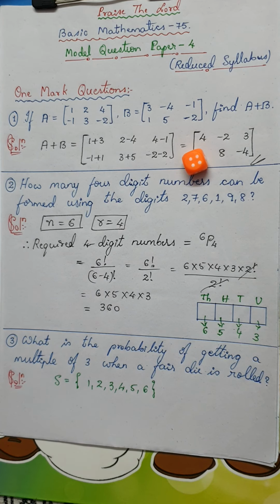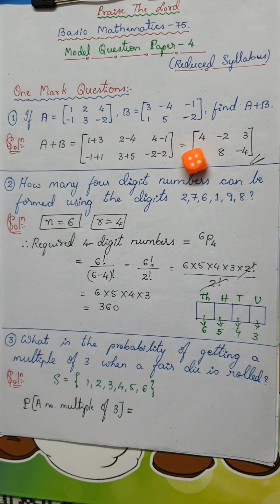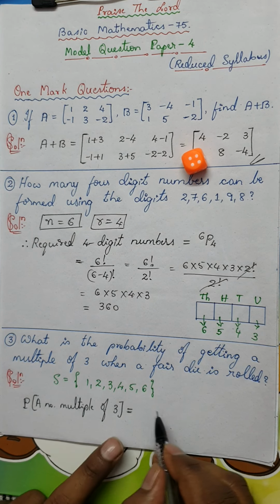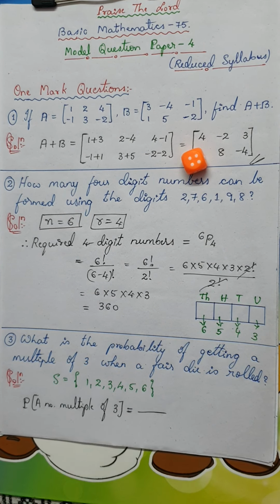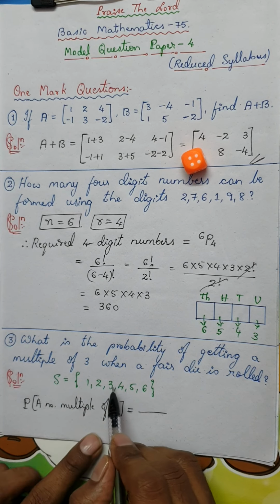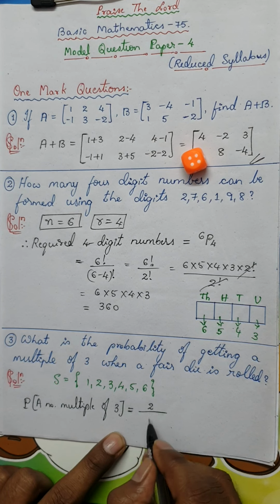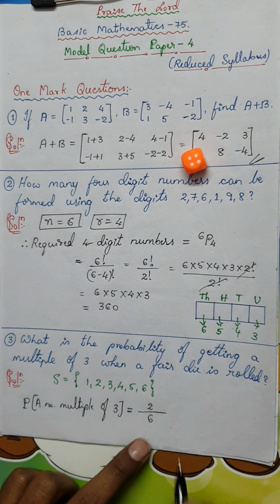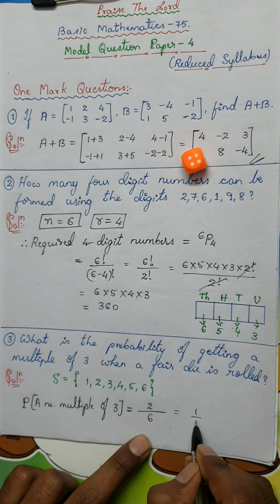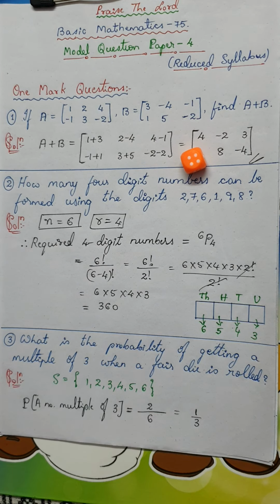Let's directly write, therefore, probability of getting a multiple of 3. So, students, this is a repeated question. The same question you can find in model question paper 2 also. So how many multiples of 3 are there? They are 3 and 6. So 2 numbers are multiples of 3 out of totally 6 numbers. So this is nothing but 1 by 3. So the probability of getting a multiple of 3 is 1 by 3. And that is enough to give you 1 mark.